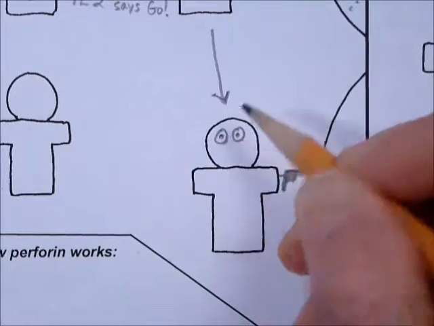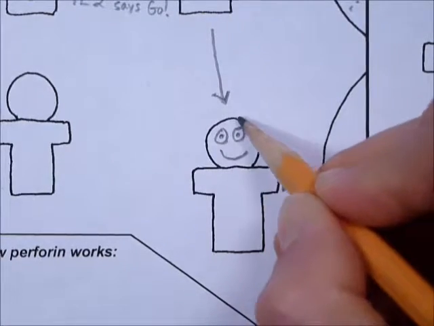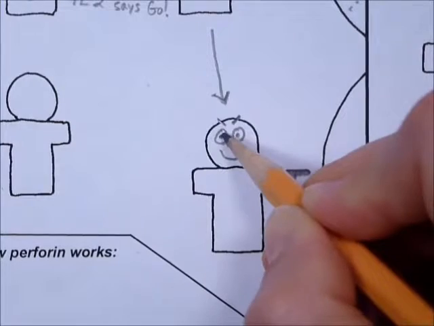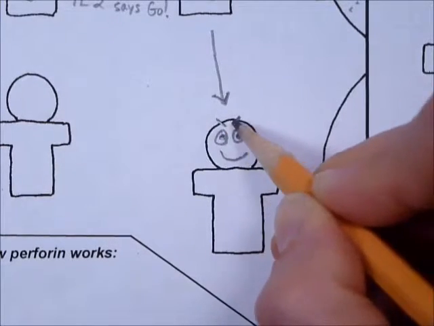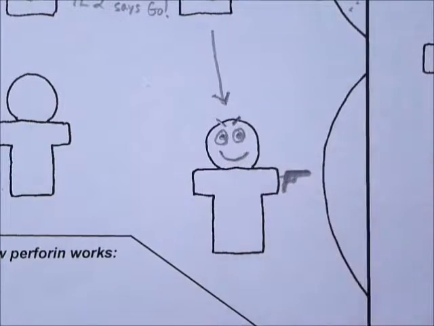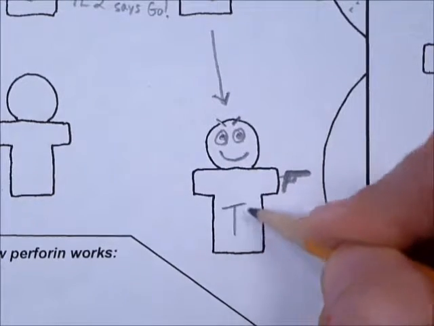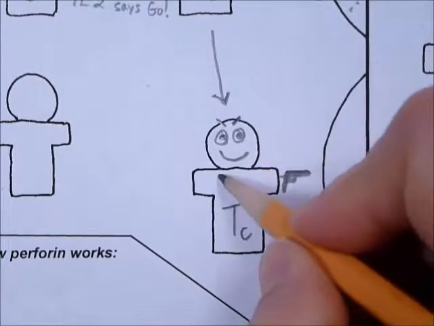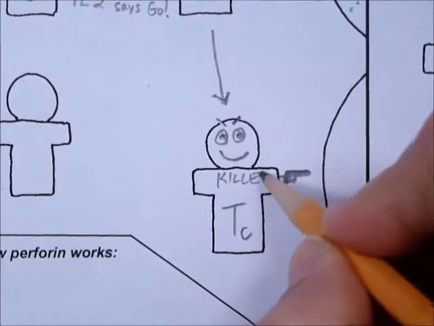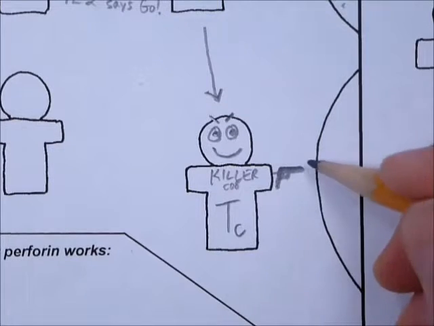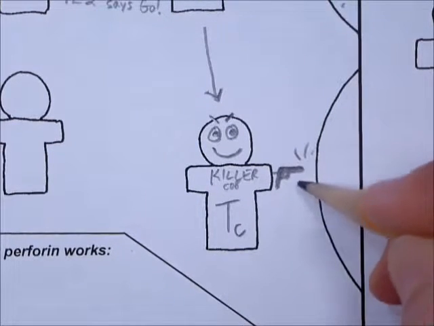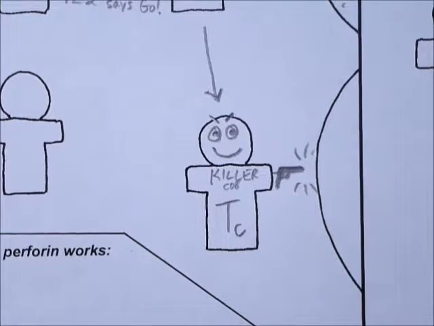And so he's got a smile on his face, but he's kind of pretty serious. You can make his eyes looking over here too. He's in killing mode. TC killer CD8. And it looks like his gun is going off here. If you make a couple little things there, kapow.